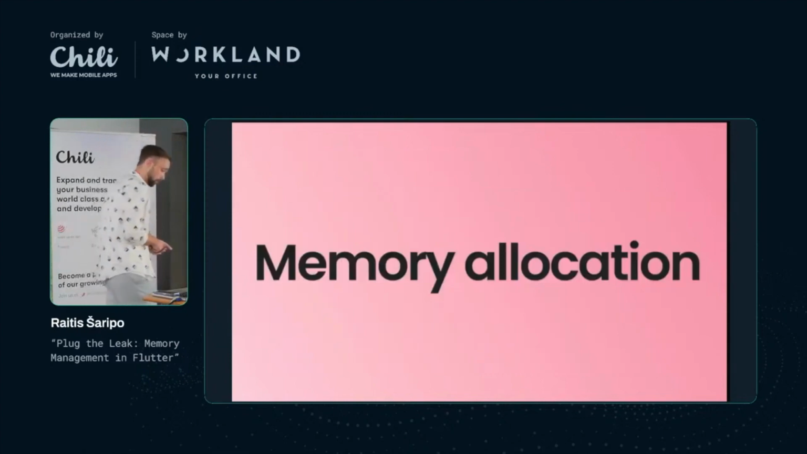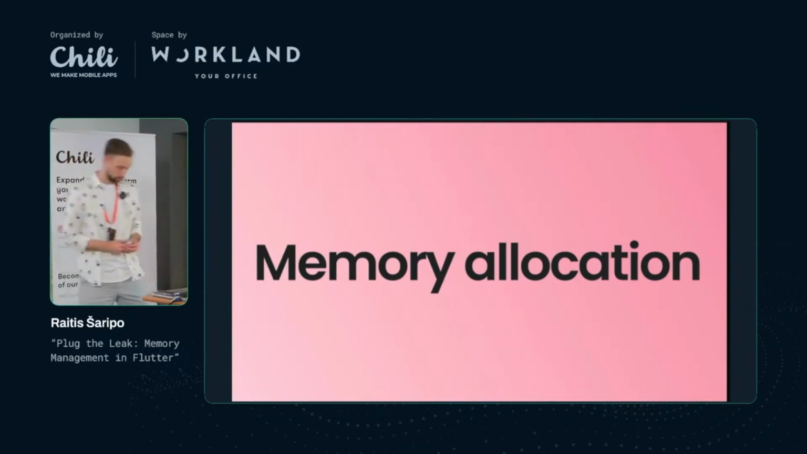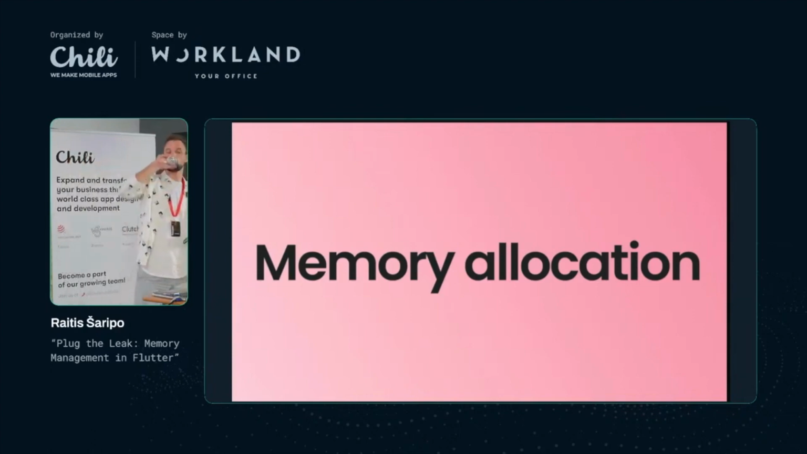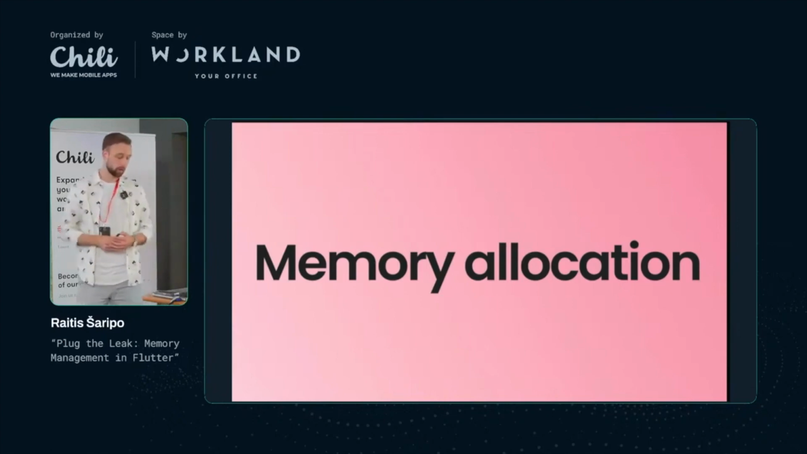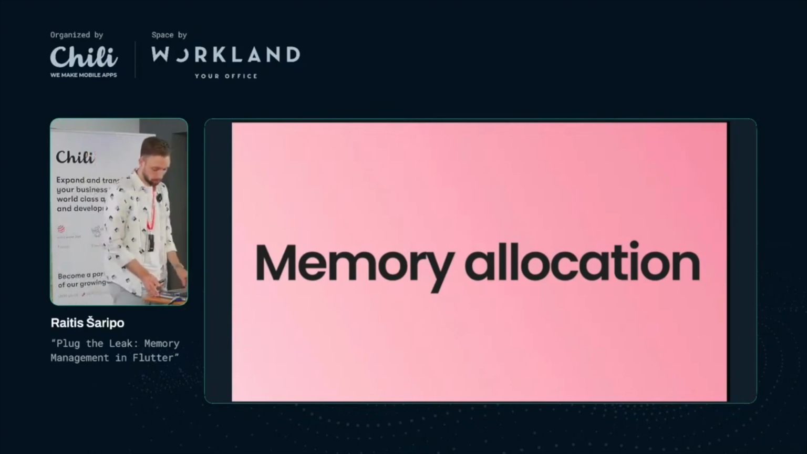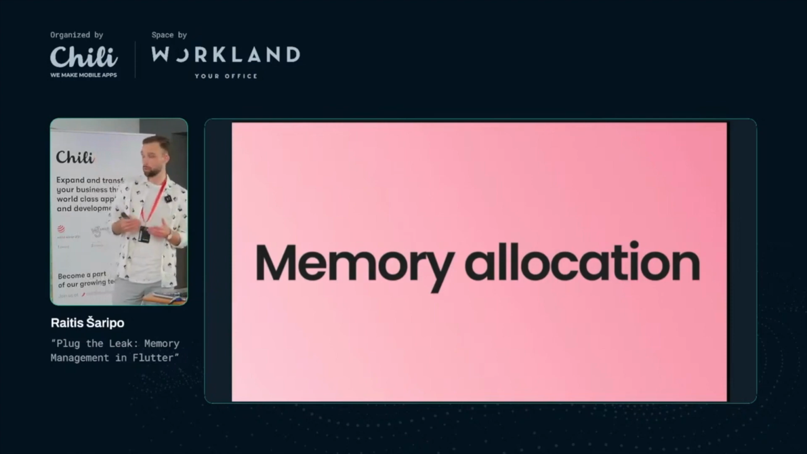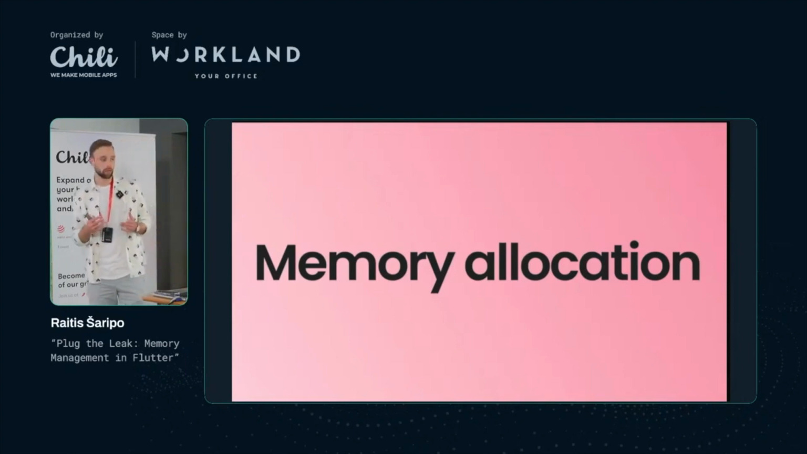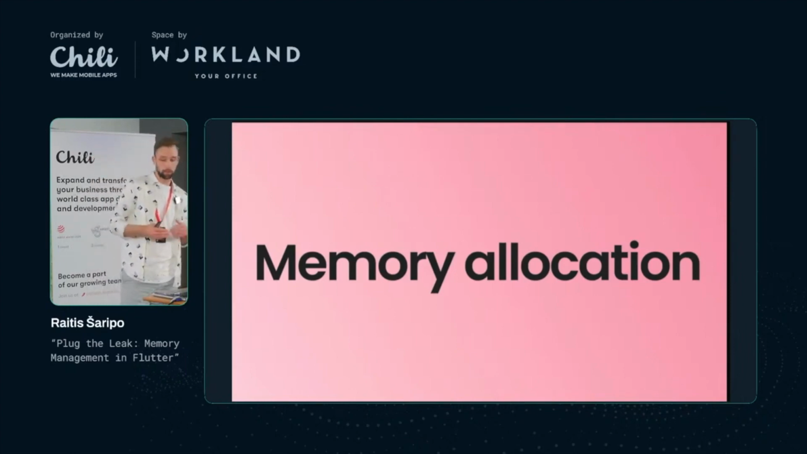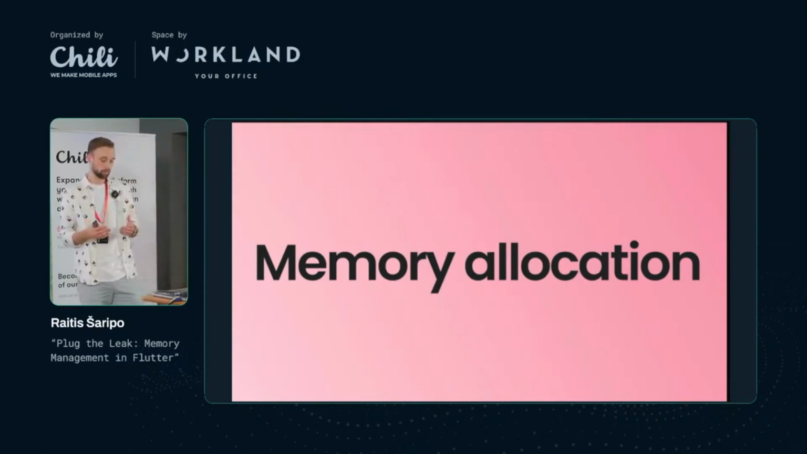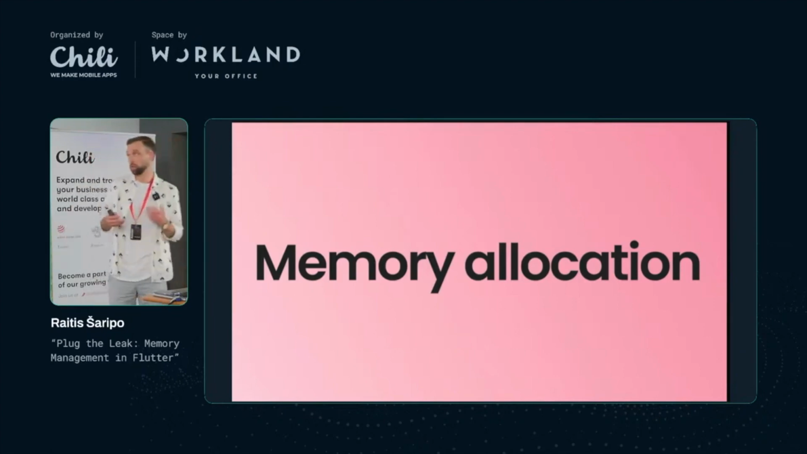So, okay, about memory allocation. Memory allocation is basically a process of assigning portions of virtual memory to an executable program. In other words, it means that the application needs memory to be able to execute its commands, do some calculations, and also store and manage some data.